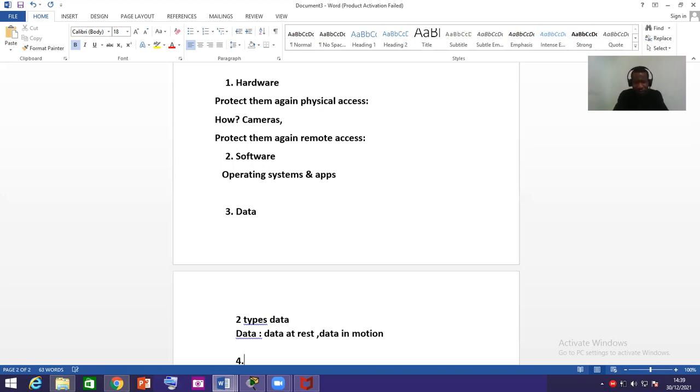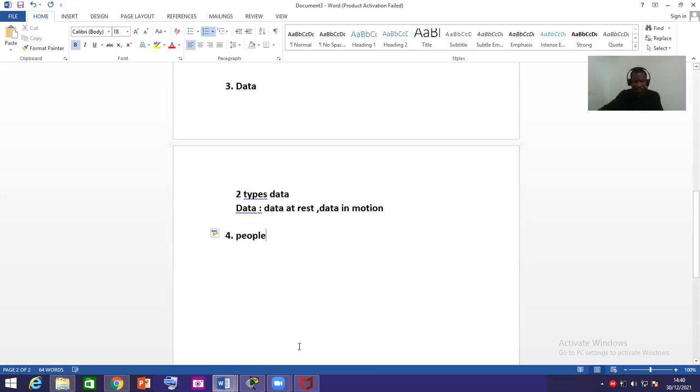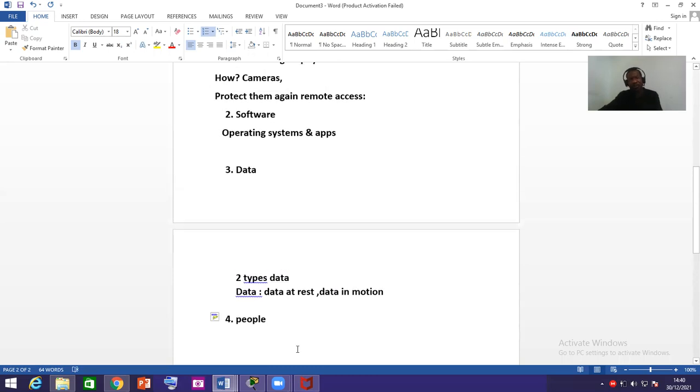And number four, you also need to protect people who are going to use your devices, right? Like your computers, your printers, and so on. So number one, you protect your hardware, you protect your software, you protect your data. You also need to protect people who are going to use your system or your laptop, right? How are you going to protect those people? You need to train people who are going to use your system, right?